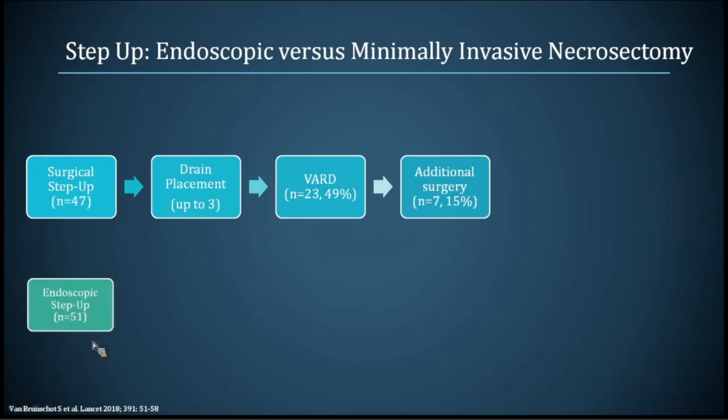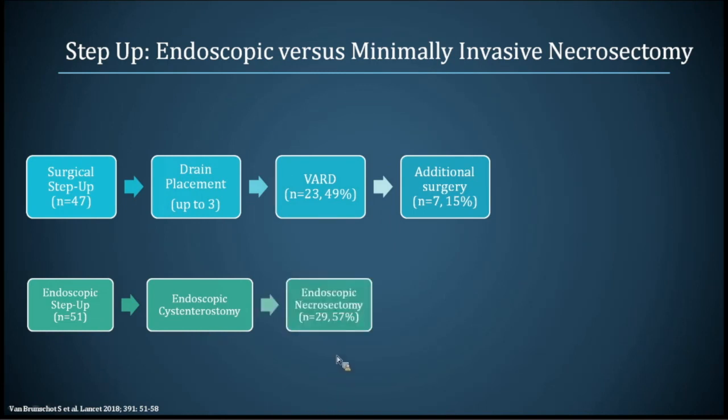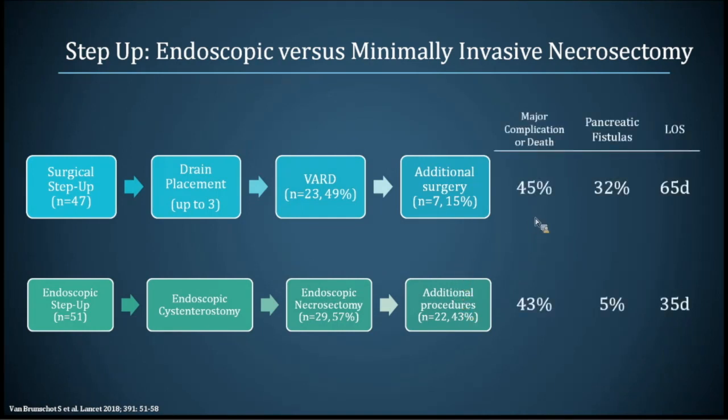In the endoscopic step-up group, they got an endoscopic cyst enterostomy, so either a gastrostomy or a duodenostomy, and endoscopic necrosectomy. That alone was helpful in 43%. 57% went and got debridements. 43% needed repeated procedures, and we know from our experience these patients need multiple necrosectomies. So major complication or death, actually pretty similar in both groups. There's no question that this minimally invasive approach is the right way.